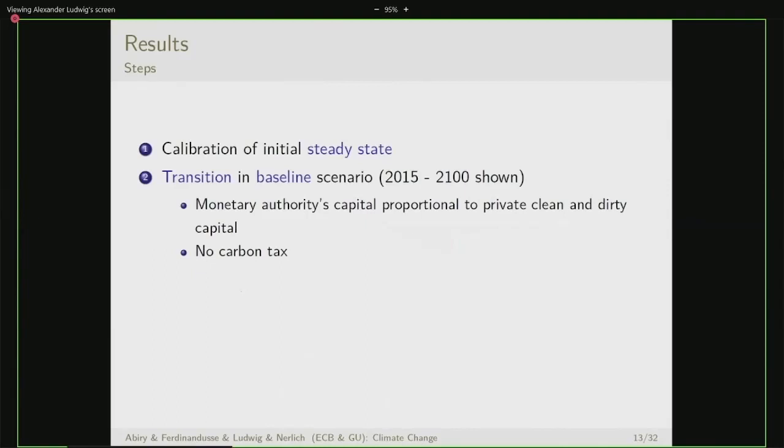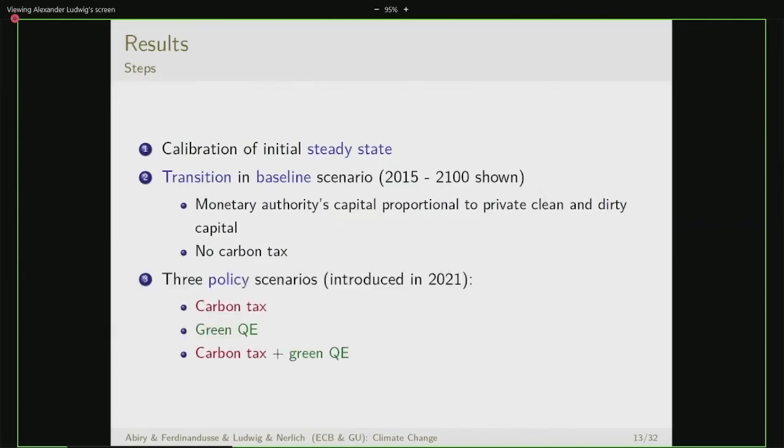We take this model and calibrate it to an initial steady state, which is the year 2010. And then we look at a transition in the baseline scenario, and basically look at an observation period for the next 80 years, so from 2020 roughly to 2100. And the monetary authority's capital along this transition is going to be proportional to private and clean capital, and there is no carbon tax. That's the baseline scenario.